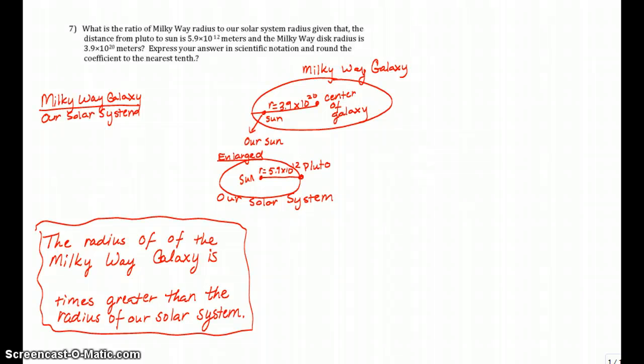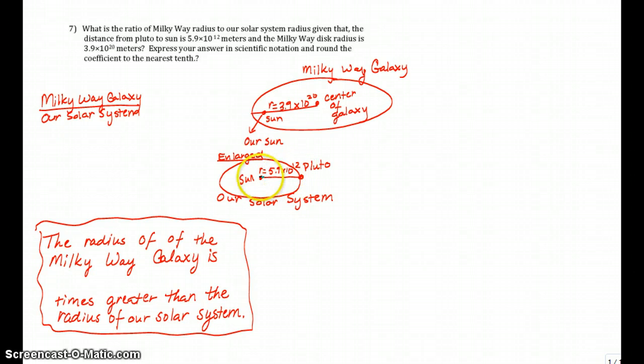Okay, so we're going to go ahead and look at just a picture of this. So you have the Milky Way disk galaxy. It's got a radius of 3.9 times 10 to the 20th. There's the center of the galaxy. The radius always goes up the center point. Our sun would be somewhere right in here, and that's way too big. It'd be like a little dot. You wouldn't even be able to see it, but I needed you to be able to see it. So our solar system lies right in here. I enlarged it here. So here's our sun.